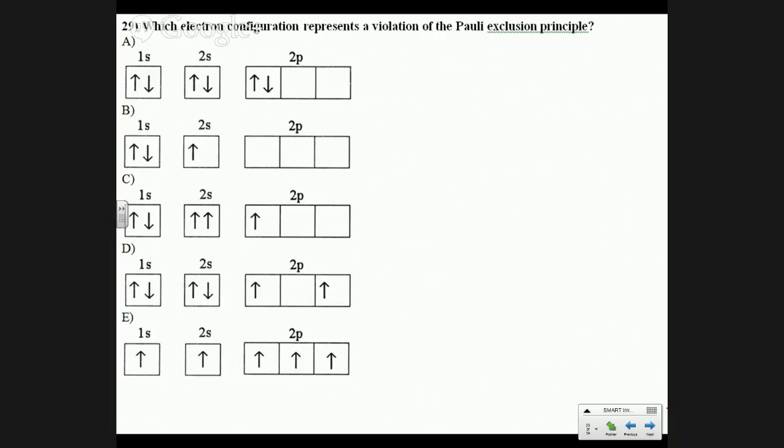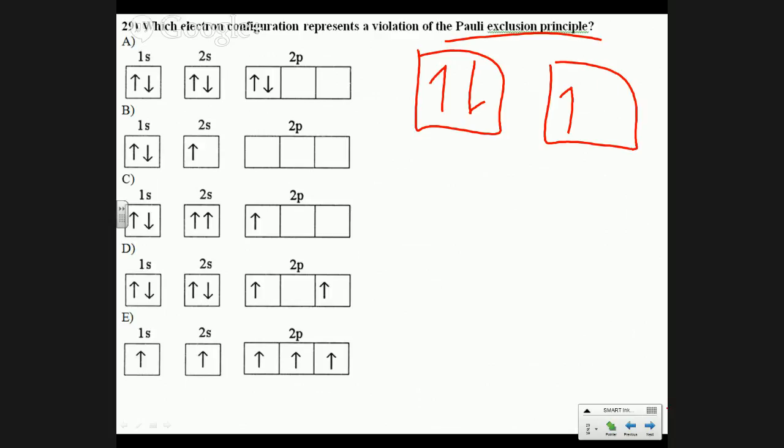All right, which electron configuration represents a violation of the Pauli exclusion principle? It's specifying which one is violating that rule, which says that there can be an up and a down in the same box, but you cannot have 2 of the same spins. You can't have 2 ups, or 2 downs. Can't happen. So which one's violating that? Well, let's take a look.